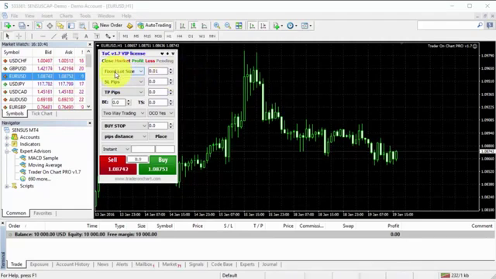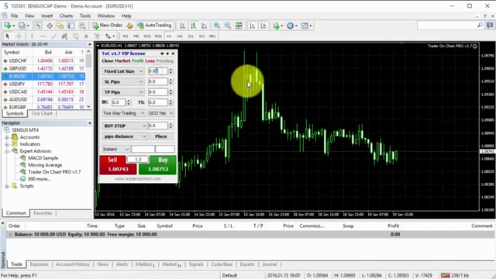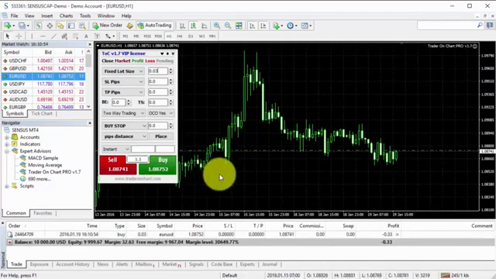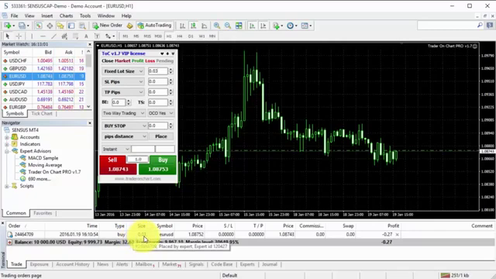Right here you can see we have fixed lot size set, and it's set to 0.01. Let's say I set it to 0.03, and if we just click the buy button, I will get my trade executed immediately. And obviously it has 0.03 lot size.